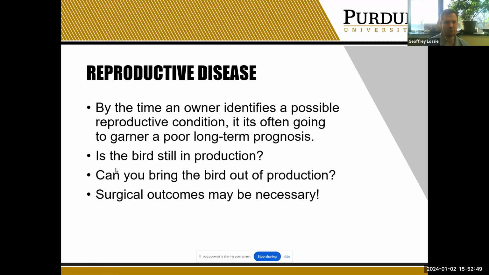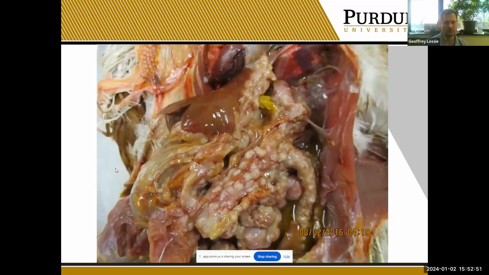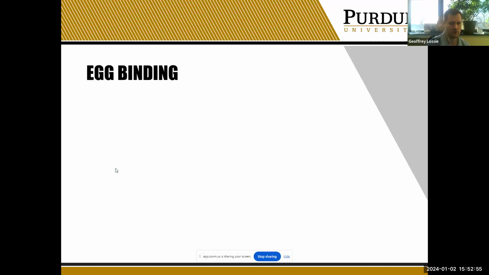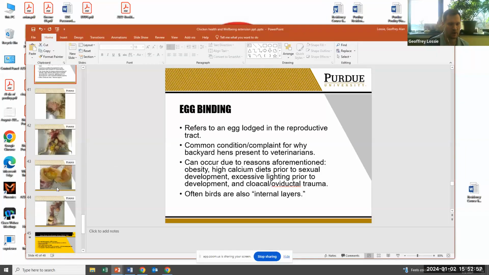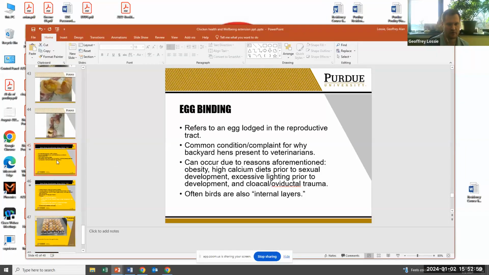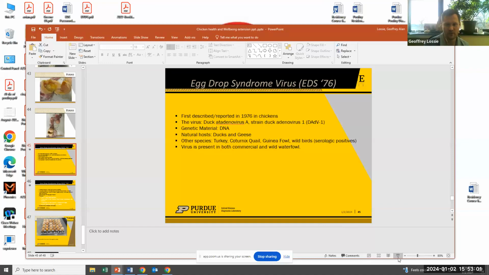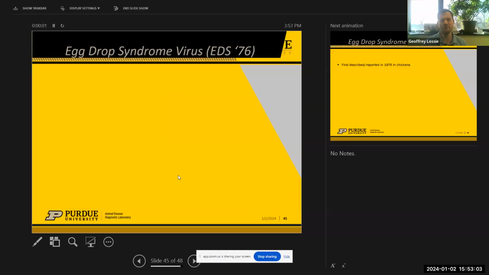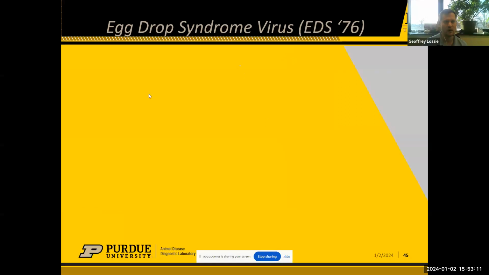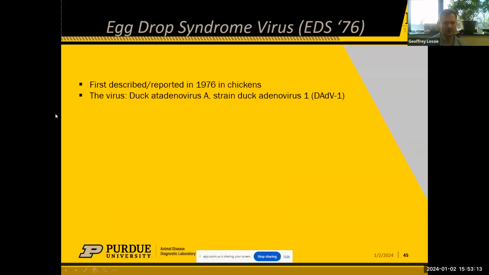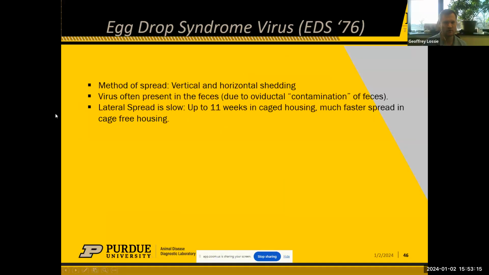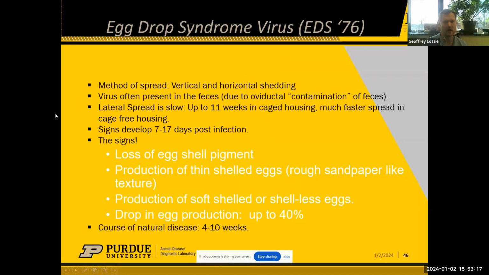I think it's about time. Unfortunately, I didn't get to some of these images, but what I want to quickly pop out and show you guys, because I think this is a good platform, is that in terms of reproductive disease, there is a new kid on the block, so to speak, and it is a virus called egg drop syndrome. Egg drop syndrome is a virus, but what I want to show you are the signs.